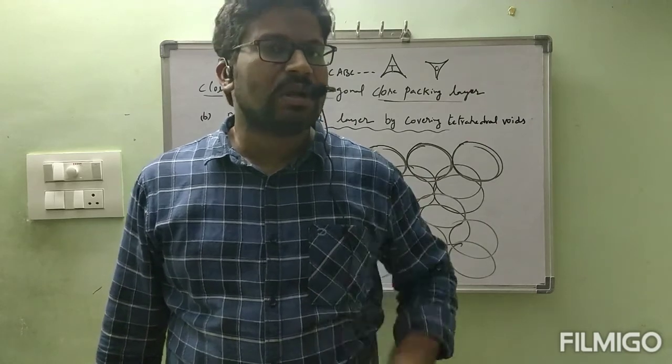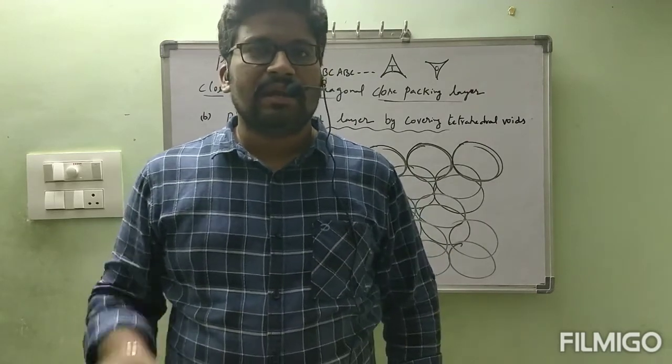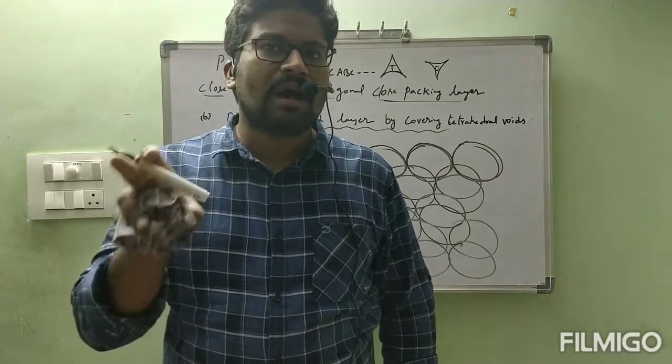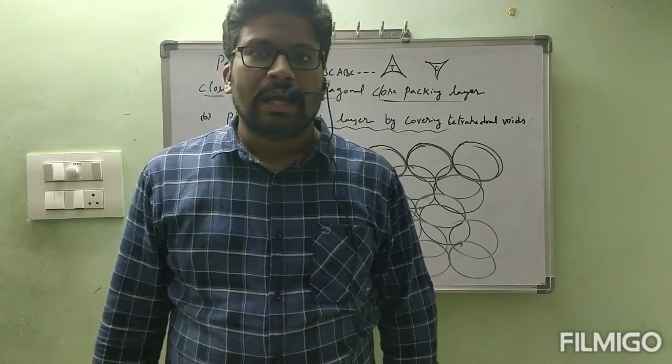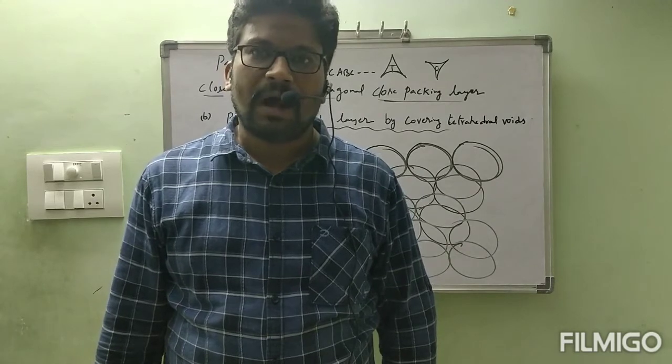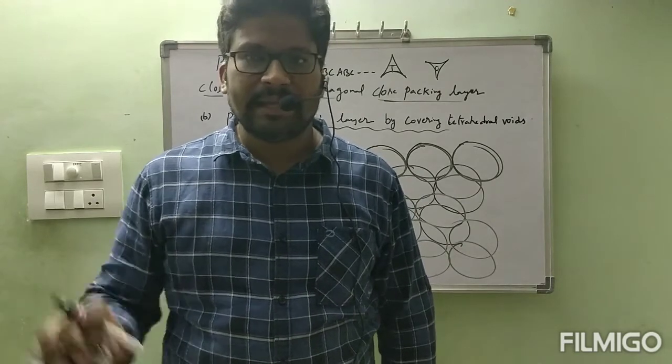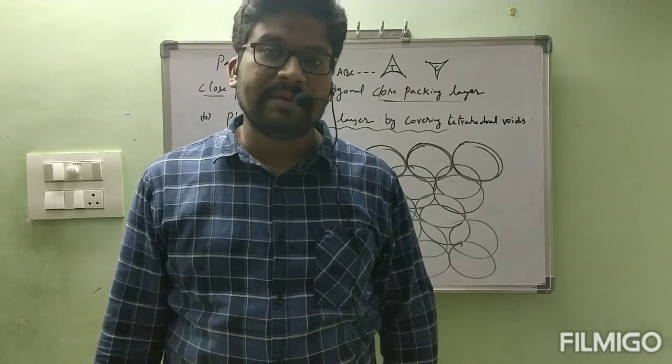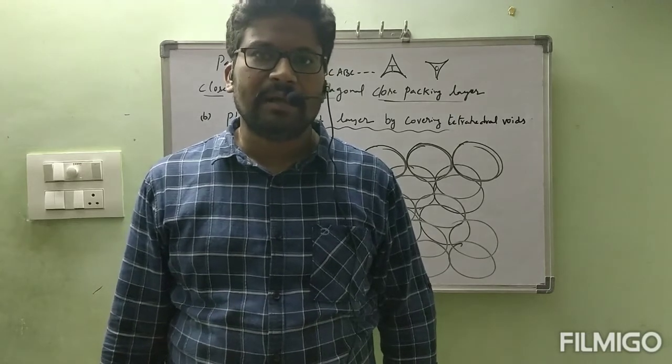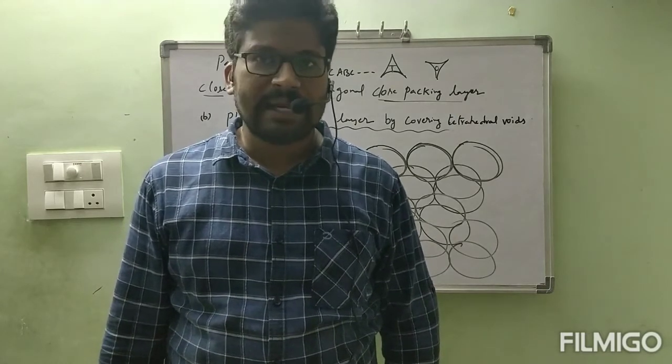So the final conclusion of placing the third layer is, if you keep the third layer by covering octahedral voids, you will get another layer, C. That is called ABC alignment. The type of alignment is called CCP or FCC.